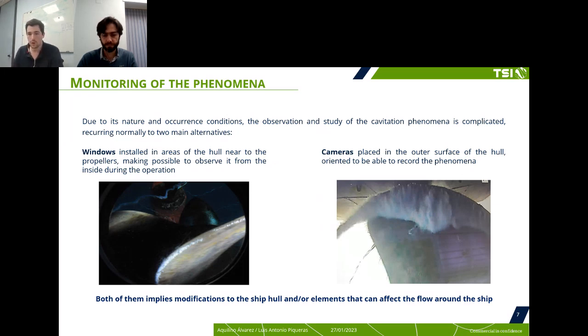Now, with all the bases explained, I give the word to my colleague Aquilino, who will present the system with its main characteristics, operation, and advantages. So, Aquilino. Thanks, Luis. As Luis said, my name is Aquilino Alvarez. I'm Director of Research and Development at TSI.